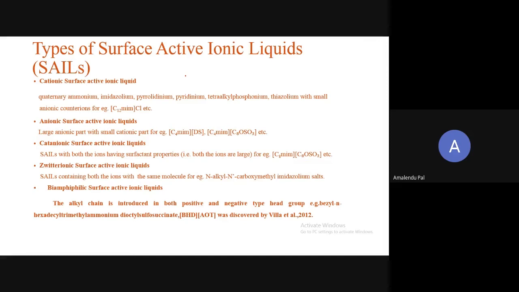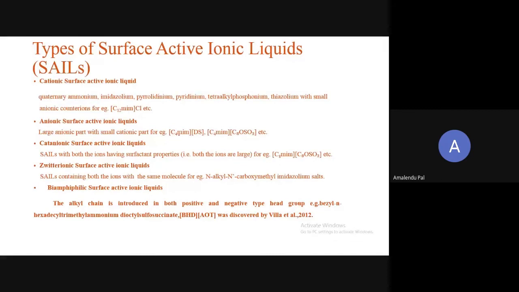This is also interesting in the sense that there are different types. One is cationic, one is anionic, one is cationic surface active, one is zwitterionic surface active, one is biamphiphilic surface active. There are 5 types. What type? Let's see. If the cation is larger than the anion, like the chloride, because C16 means 1-methyl hexadecyl imidazolium chloride, the cation part is larger than the anion part. That's why we say cationic surface active ionic liquid.